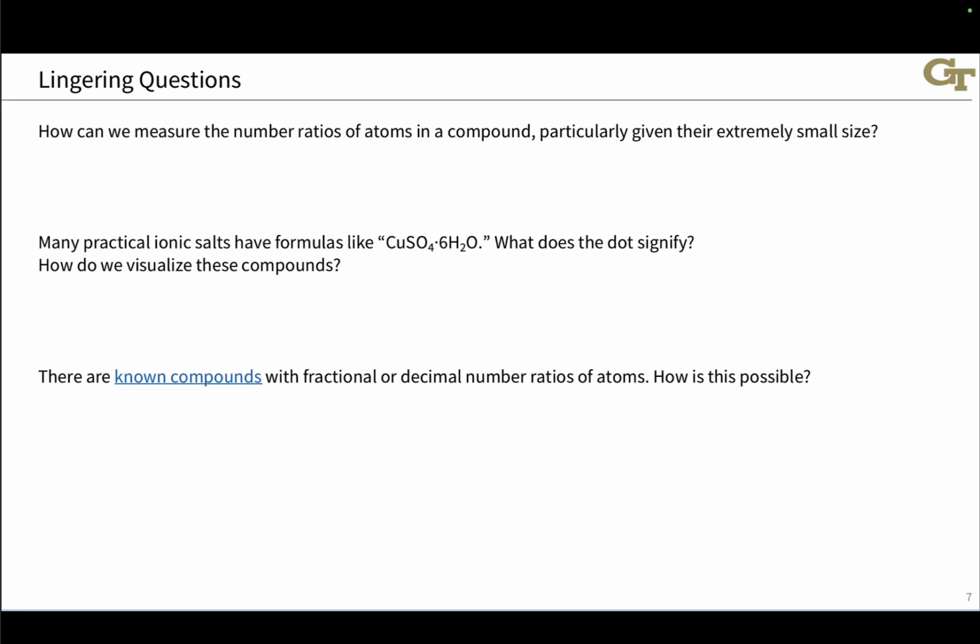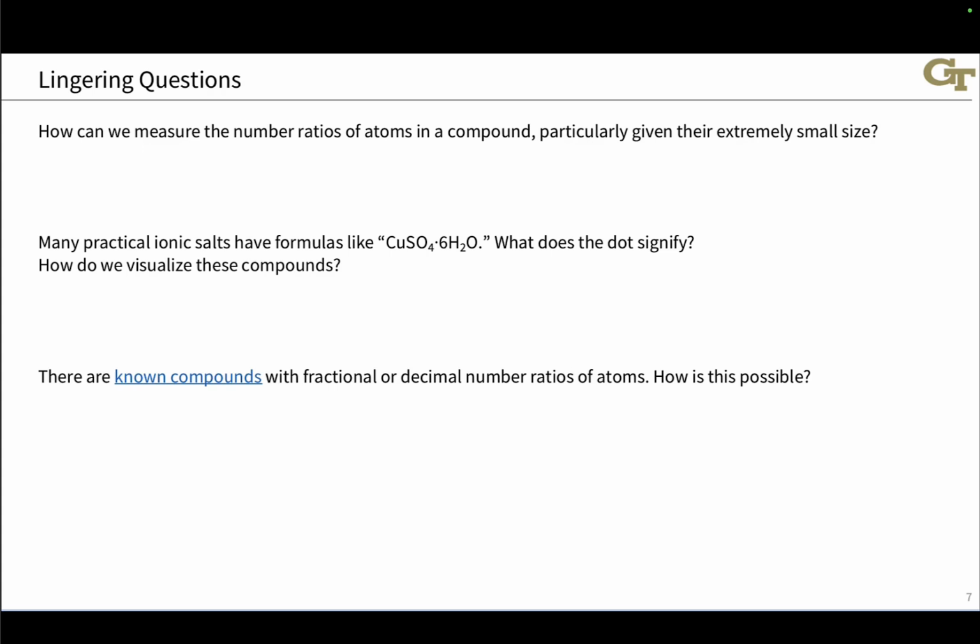If you look at the formulas of ionic salts, many ionic salts, for example, that you can buy from a laboratory supplier, they often include formulas like this with, for example, ·6H2O after copper and sulfate. What's going on here? What does the dot mean, and why are there 6 waters incorporated into this chemical formula? How do we visualize those waters? Where are they? What kinds of bonds are they involved in? What do the molecules look like?